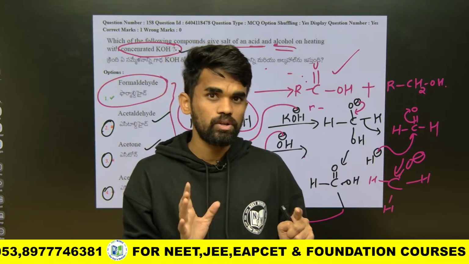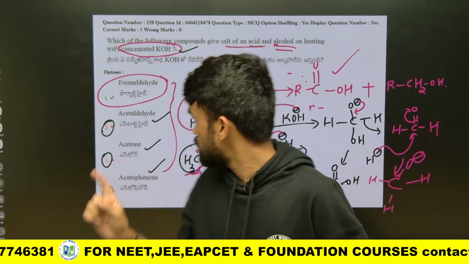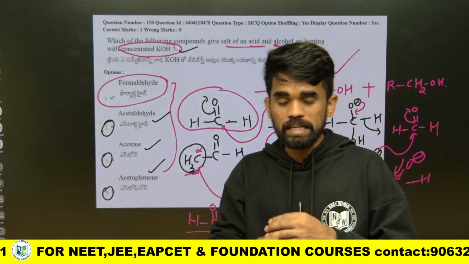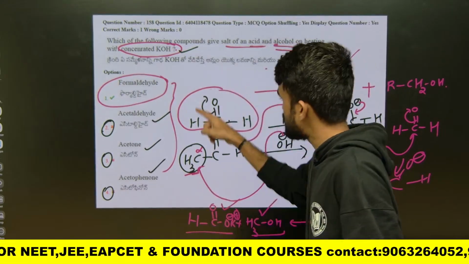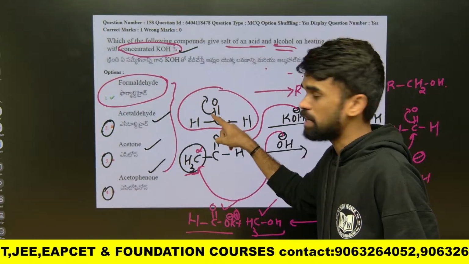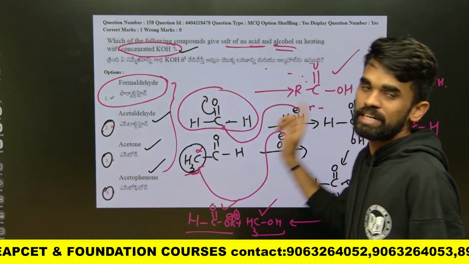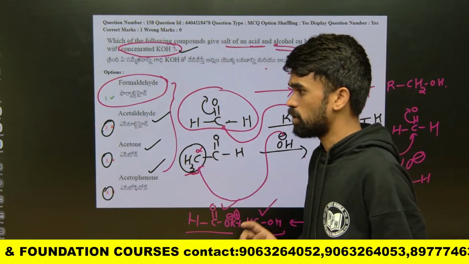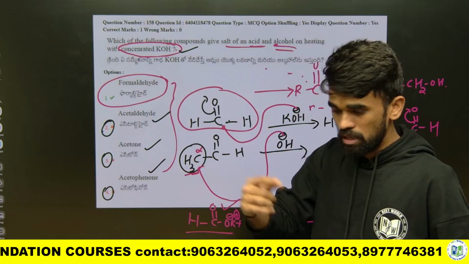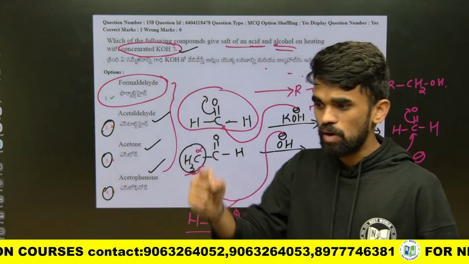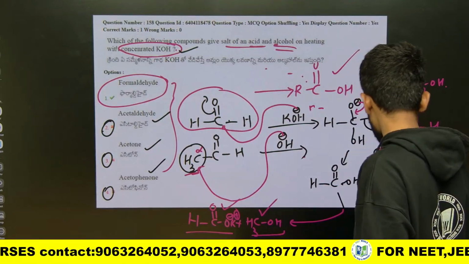And one more thing you need to know here: this is an example of a disproportionation reaction. It means the same species, the same substrate, is undergoing oxidation as well as reduction. This thing you need to remember. There is a PYQ question on those kinds of statements also: which of the following is an example of a disproportionation reaction?